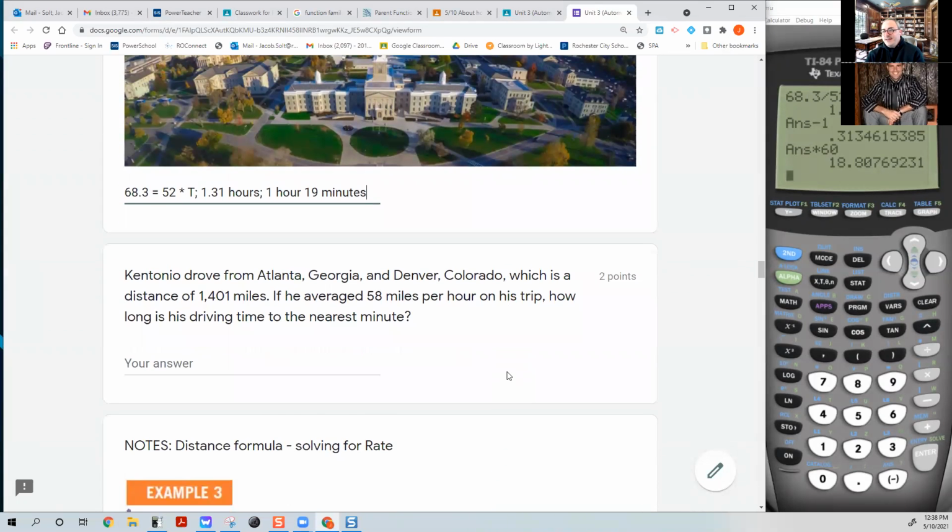All right, next one. Kentonio drove from Atlanta, Georgia to Denver, Colorado, which is a distance of 1,401 miles. If Kentonio averaged 58 miles per hour, how long is his driving time to the nearest minute? Start with D equals R times T. Put your numbers in. Give it a shot.